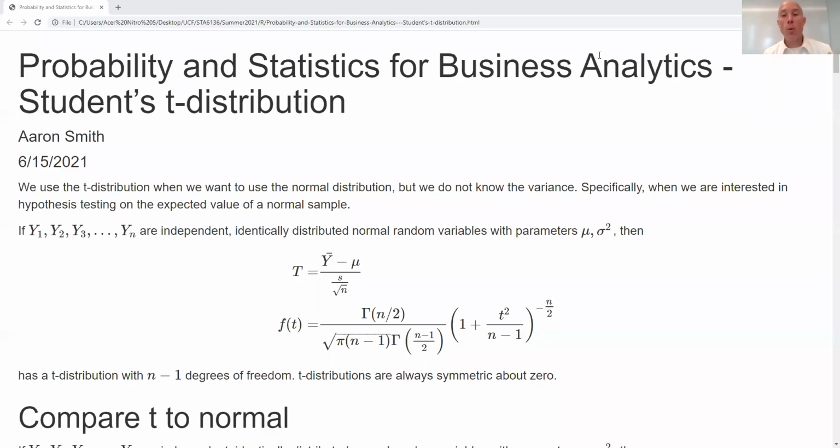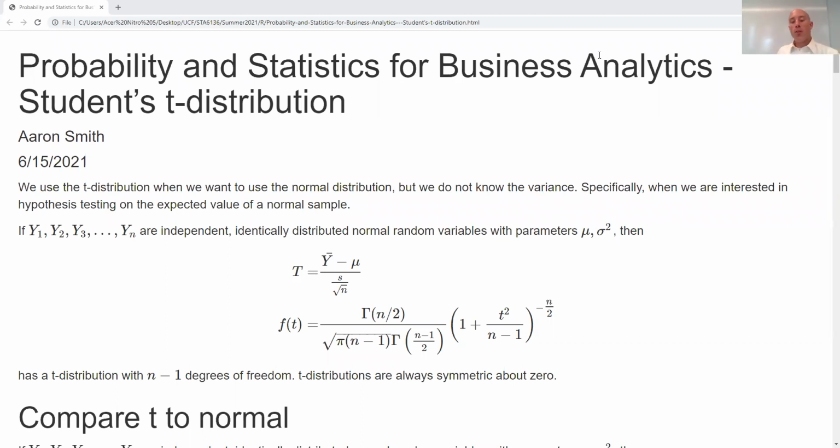Hi, in this video, we want to take a look at the t-distribution. It's named after the pseudonym of the statistician who first really explored it. It's called Student's t-distribution. He was supposed to be doing work at the Guinness factory and decided to do some statistics instead. When he published his work, he was scared about getting in trouble, so he published under the name Student. So it's called Student's t-distribution.